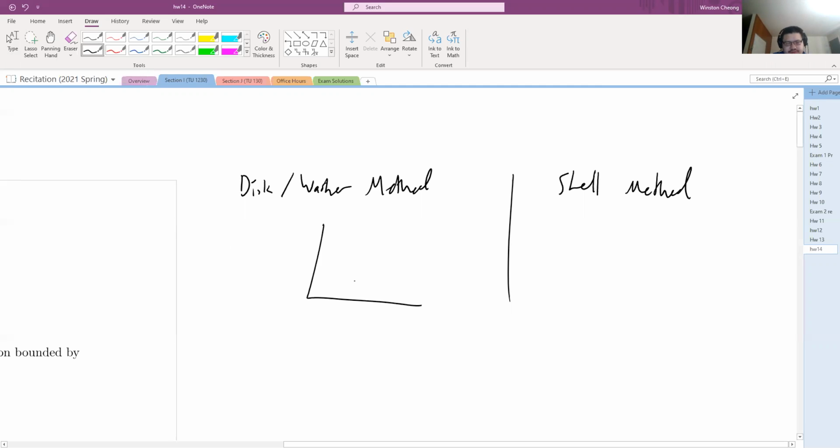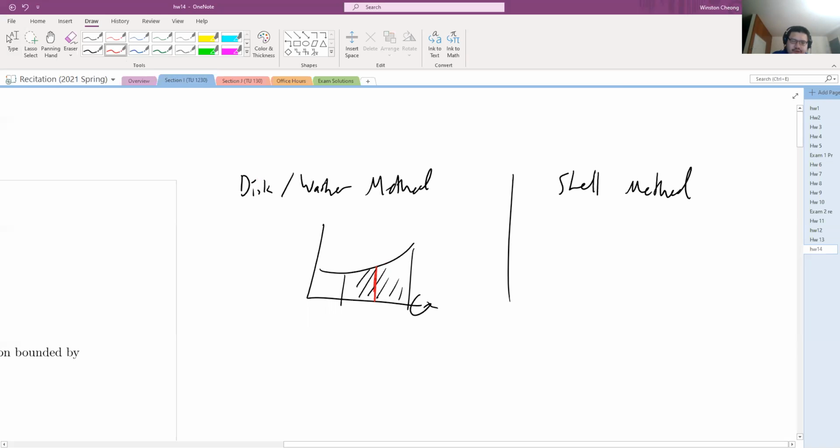Maybe I can try to draw a picture and illustrate as well. So let's say that you had this kind of shape, and this part that's shaded is the region that you're rotating. You're creating a volume of revolution. What makes this the disk or washer method?